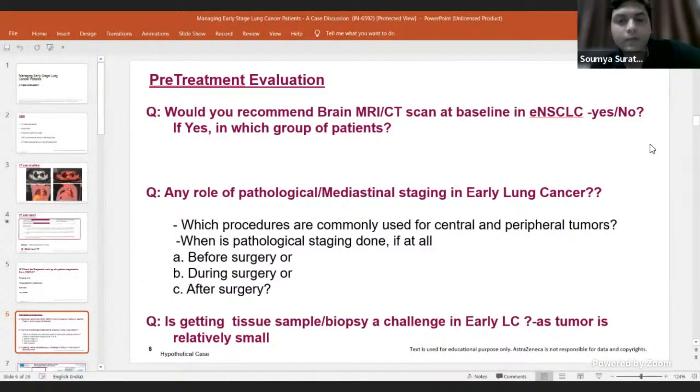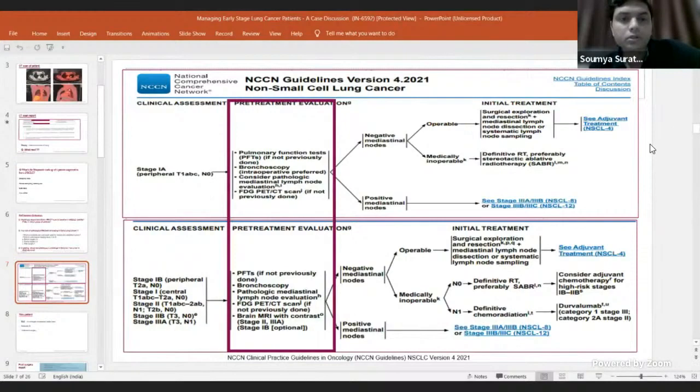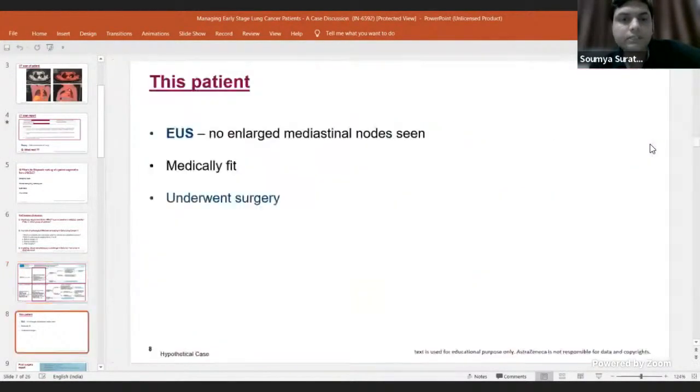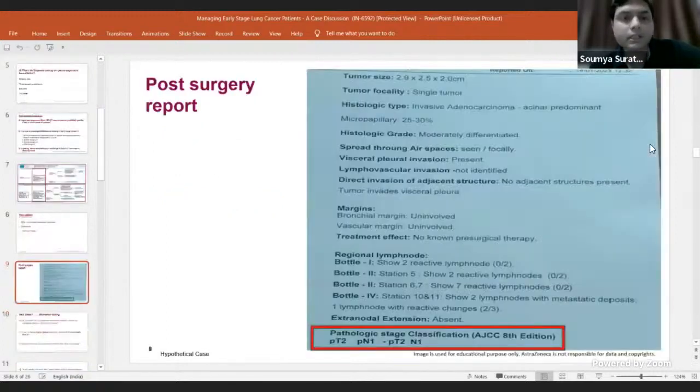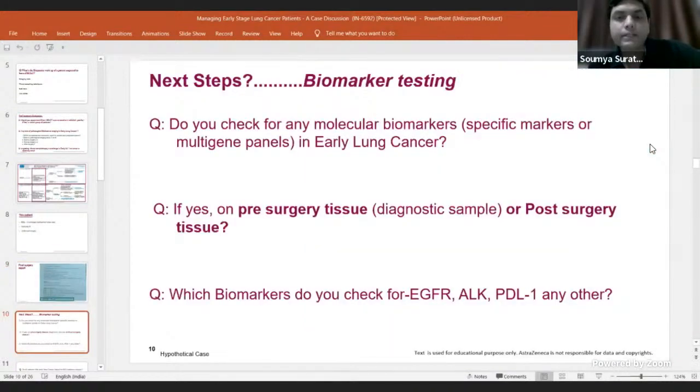And if you have already operated, it is early stage, then definitely you have a lot of tissue for your EGFR and other mutations. So this is the NCCN guidelines of 2021. We have already discussed this part. In this patient, endoscopic ultrasound was done, no enlarged mediastinal nodes, medically fit, and the patient underwent surgery. The surgery report shows pT2, size 2.9 centimeters, N1 because station 10 and 11 show lymph node metastatic deposits.